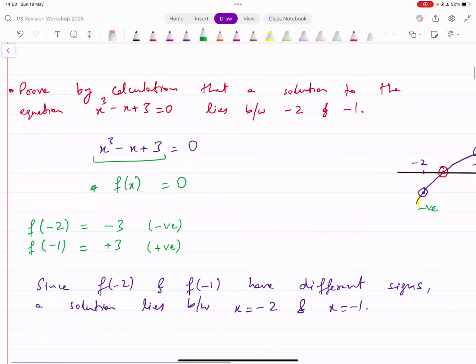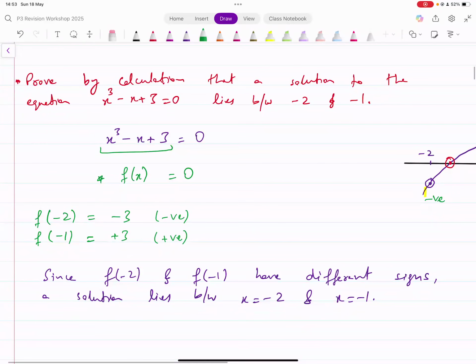two values. And that's what we say, since if you call this expression f of x, f of minus 2 and f of minus 1 have different signs. That is why there's a solution that exists between these two values, right? That's one thing that you have to do in this topic.